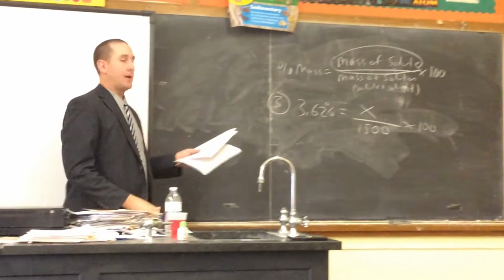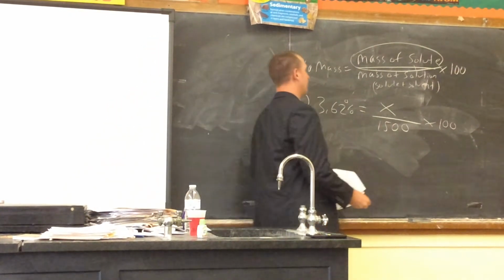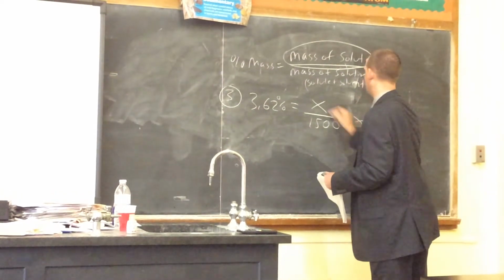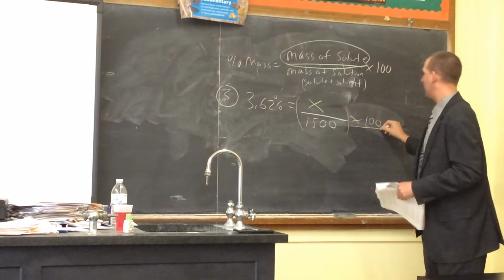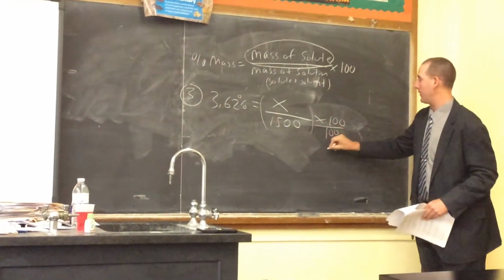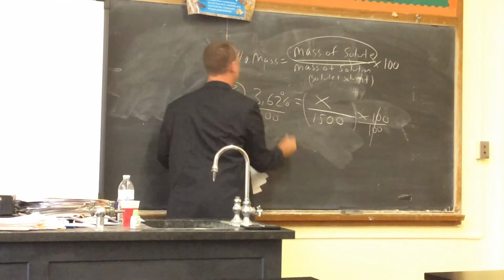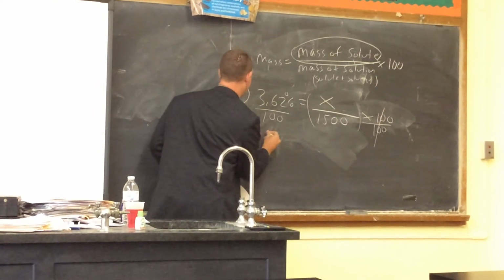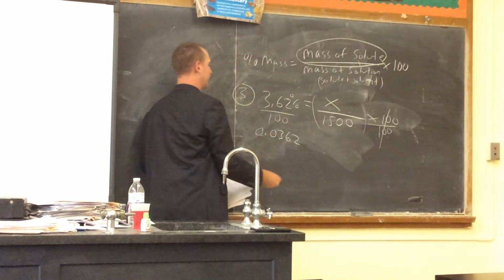Okay, so to get the mass of solute, you have to get X by itself. The first thing you want to do is, remember, this 100 is attached to this, so you've got x over 1,500, times 100. So you want to get this x over 1,500 by itself, so we get rid of this 100 by dividing by 100 on both sides. So this cancels out. You divide 3.62% by 100, which is just basically moving the decimal over 2 places left, which is 0.0362.